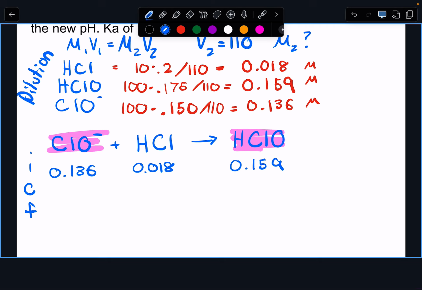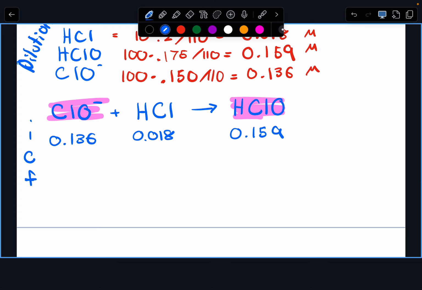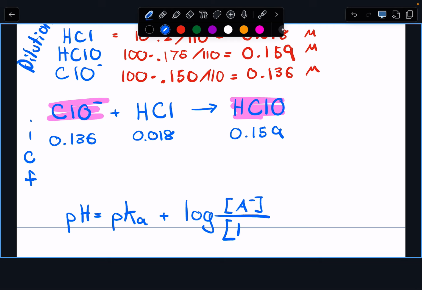And then I want you guys to take a look at this, go back to Friday's notes if you need to, and do the consumption step, meaning we're going to consume all of that strong acid, followed by the equilibrium step, which is the Henderson-Hasselbalch equation. Dilution, consumption, equilibrium. When you're mixing two chemicals, that is a very common formula for how you're going to approach the calculation.